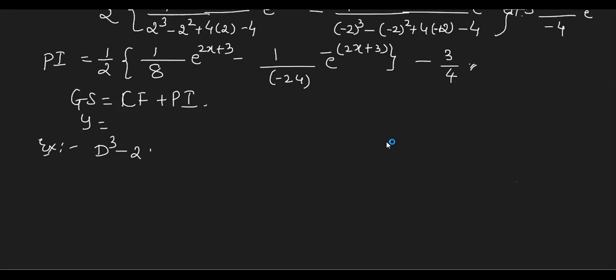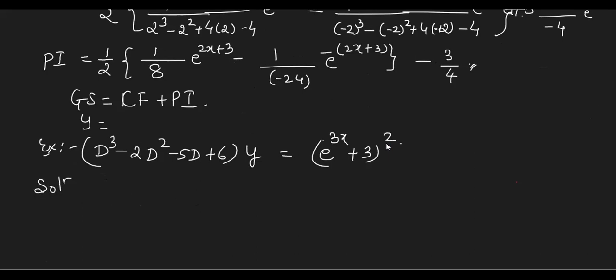(D cube minus 2D square minus 5D plus 6) y is equal to (e raised to 3x plus 3) the whole square, plus 2 raised to x. One more thing, we'll take it: 2 raised to x. Will you just find out and tell me the CF? I'll give you 2 minutes.